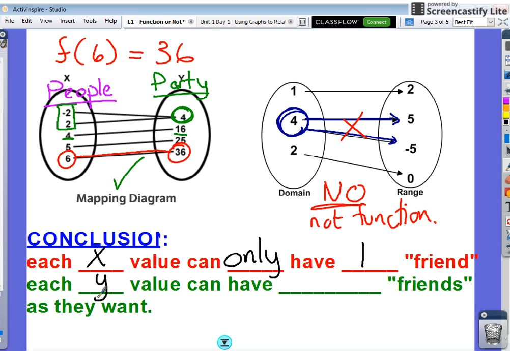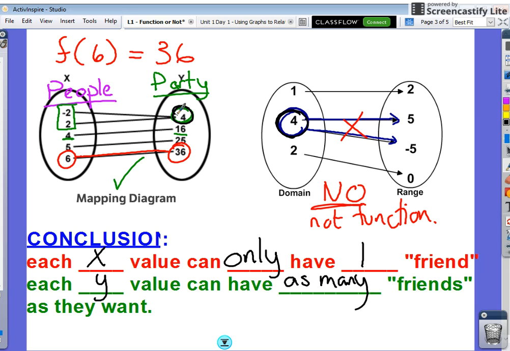each Y value can have as many friends as they want. So four can only go to one person's house, but this four here can have as many friends as he wants to come through. All right, so that's going to take us through our second option.